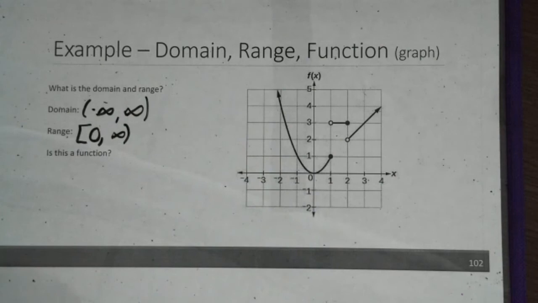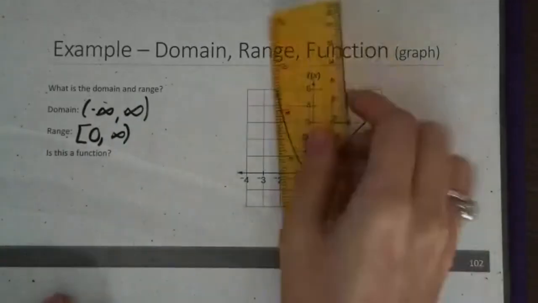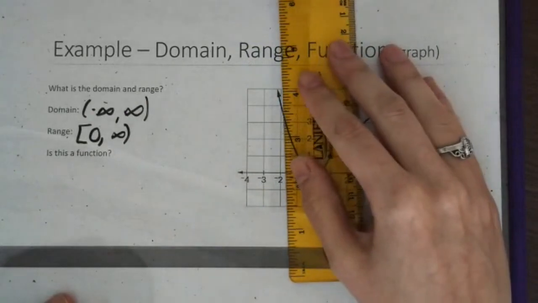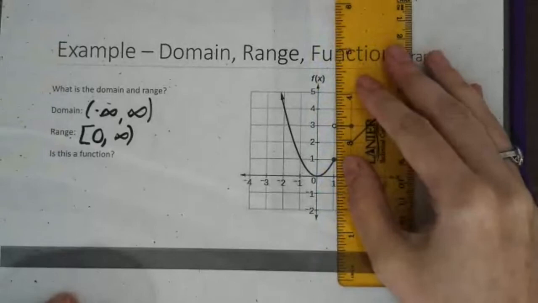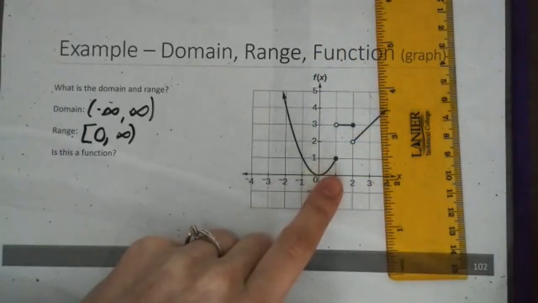We want to know, is this graph a function? If I take a vertical line and put it anywhere on this function, will it ever intersect more than once? I'm going to use kind of the edge of my ruler to see. And no, I'm only hitting once, only hitting once, only hitting once. Uh-oh. When we hit x equals 1, are we touching the graph twice?